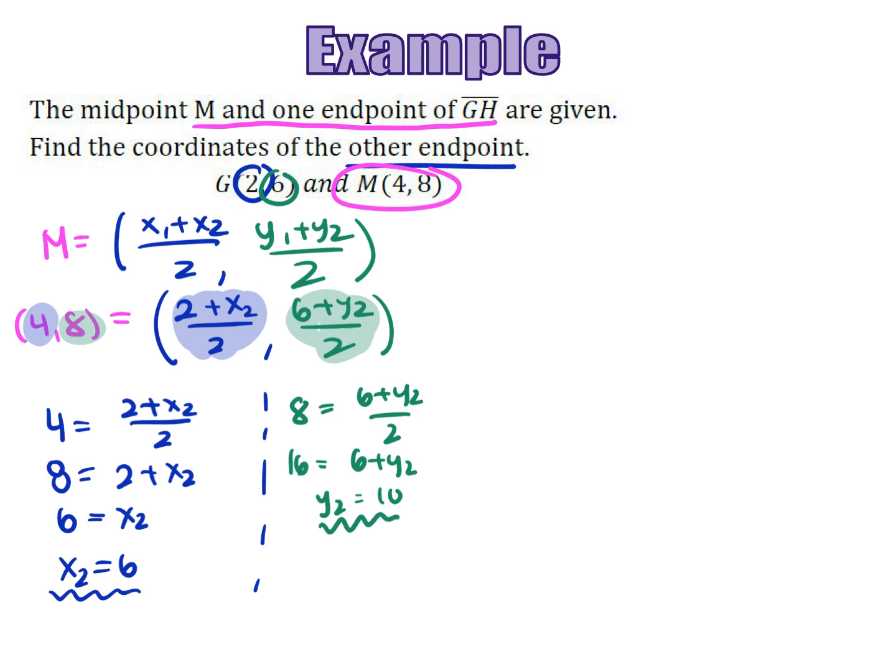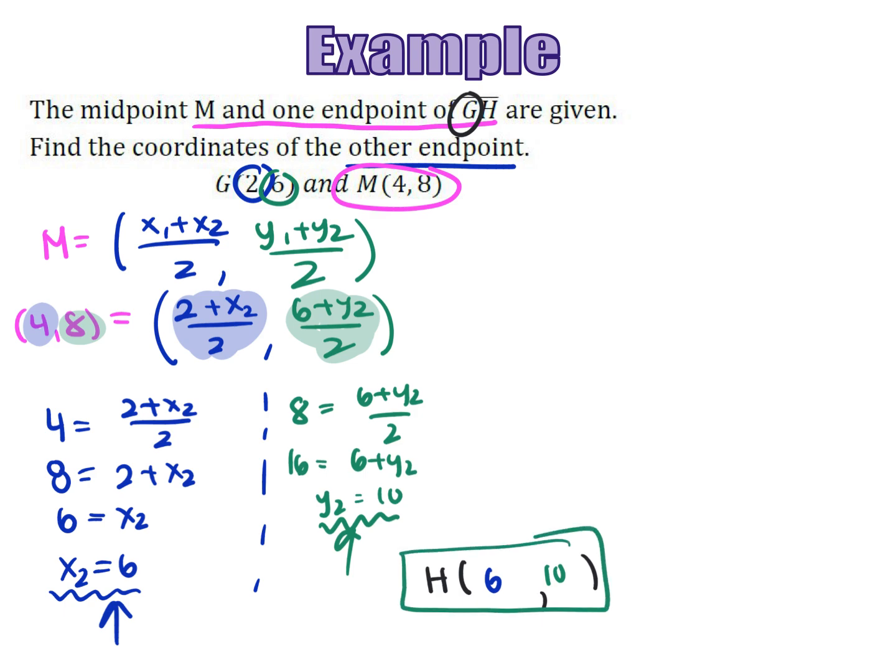So I want to make sure my final answer is answering the question that was being asked. If we know M, the midpoint, and we know G, what we're finding is point H. We're finding the coordinates of point H. We found that the x value was 6 and the y value was 10. We could check that our answer is correct if we took H and G and found the midpoint. So 2 plus 6 is 8. Half of 8 is 4. That x value is right. 6 plus 10 is 16. Half of 16 is 8. That value is correct. So I like this example because it pushes us a little further and makes us think about this problem in a slightly different way.